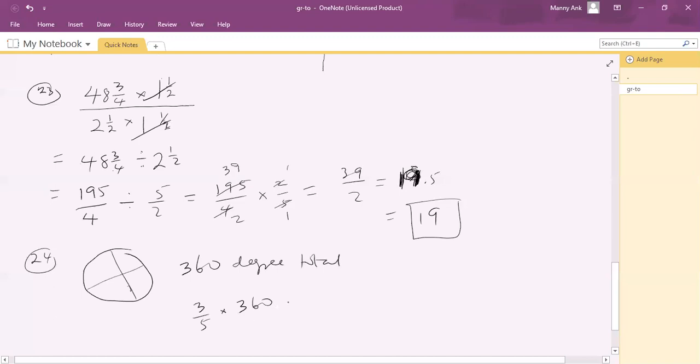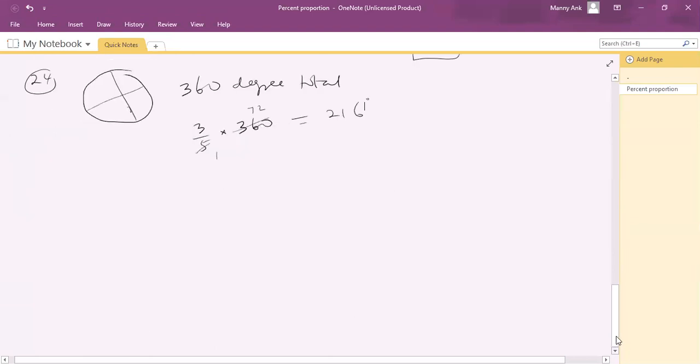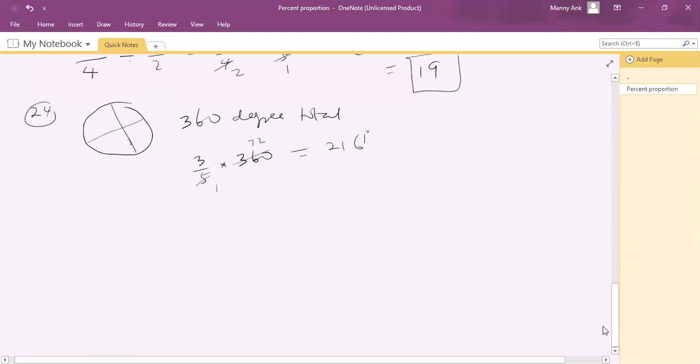Okay. And then if we do this, 5 here is 1, 5 into 360, that is 72. If we multiply, 216. So D is correct. Degrees. Perfect. Okay. All right. Good. So look at 25. It has a D. 0.4%. 0.4%.